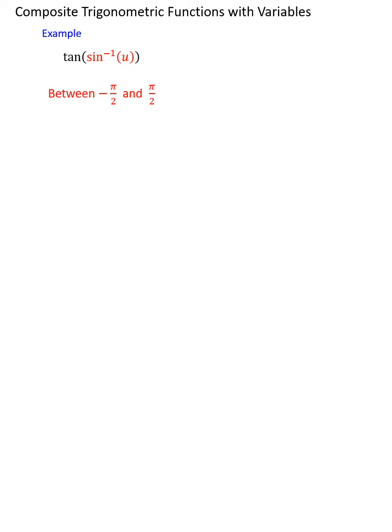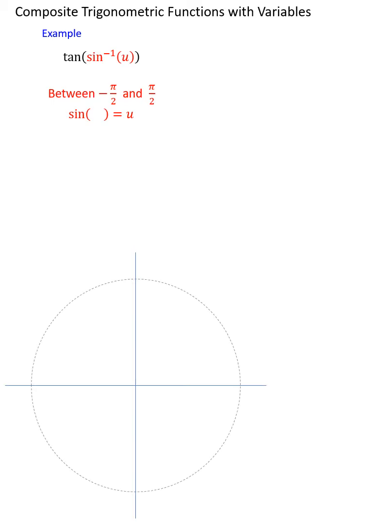What that means, of course, is that we're looking for some arc length between negative pi over 2 and pi over 2, such that the sine of that arc length is this number u that we don't know. But watch what we can do with this problem even without knowing the value of u. To get a clear image, let's look at our unit circle here and consider the fact that if the sine of some arc length is u, then it must terminate at some point that has a y-coordinate of u, whatever that is.